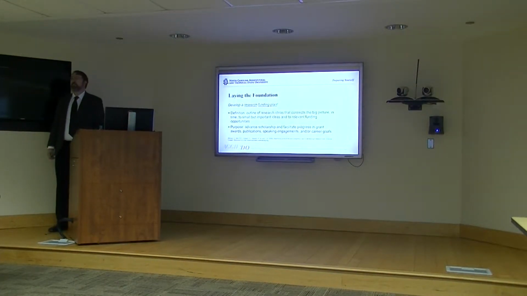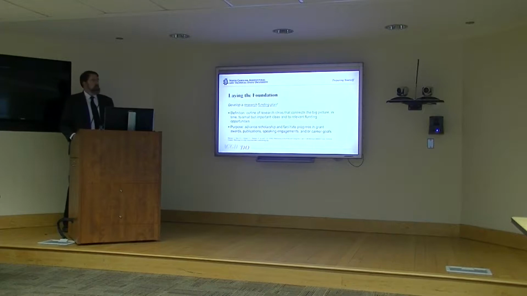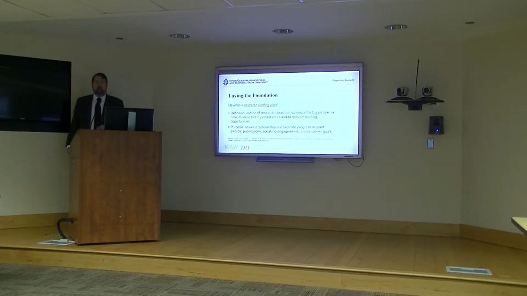You'll need to think about developing a research funding plan. And this is basically that outline of your research trajectory, your ideas, your plans, your goals, all of that connects all of what you want to do with the funding landscape. And it's all about, you see the purpose here, advancing scholarship. Not only your scholarship, but the scholarship of your field. You're going to be contributing to your field. And you're going to be facilitating your progress in grant awards, publications, speaking engagements, and or career goals by looking at it this way.